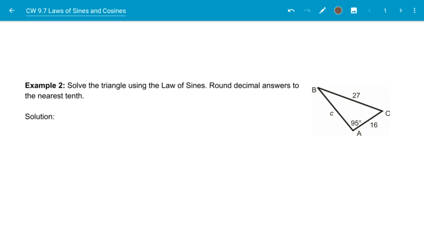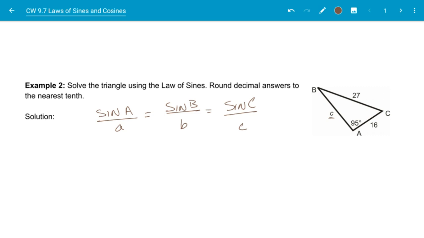So in this example, we need to solve for c. And to do that, we're going to use the law of sines. I'm just going to write it down because every time you need to write it down. So sine A over A is equal to sine B over B, and that's equal to sine C over C.